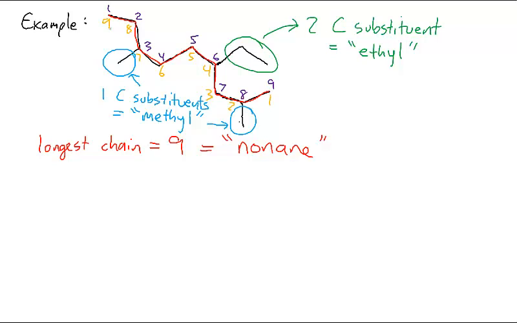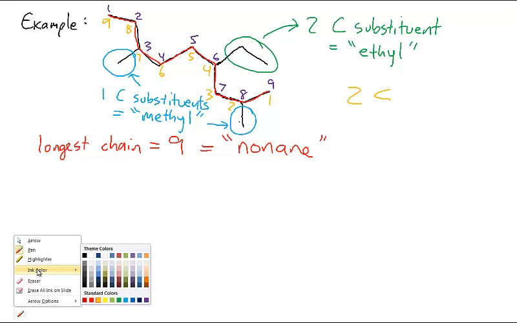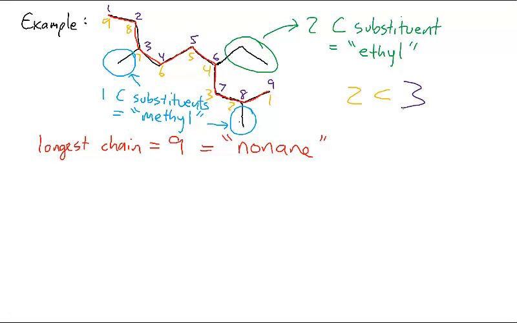Yep. With the orange numbers, the first substituent is on number 2. With the purple numbers, the first substituent is on carbon 3. So, 2 is less than 3. So I go with the orange numbers. So in the end, now I'm going to name it by listing my substituents and then putting nonane at the end. So I know the end of the name is nonane.